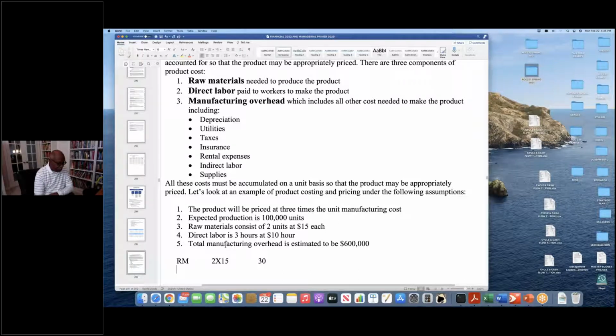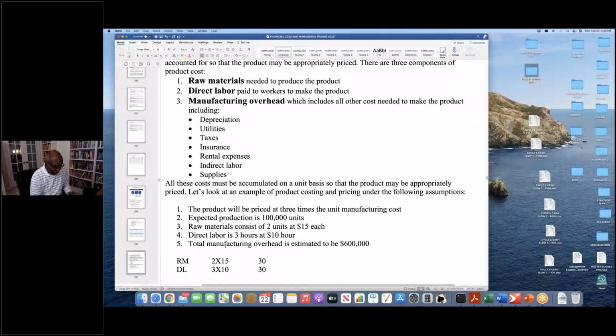What about the direct labor? It's $30 too. Okay, so direct labor is going to be 3 times 10. So that's going to be $30 also. Now, how much is my overhead going to be per book?